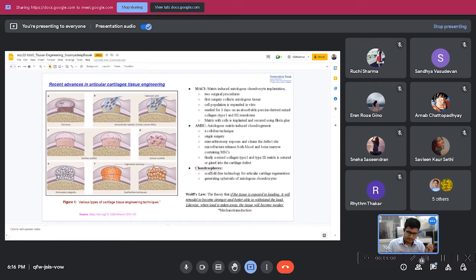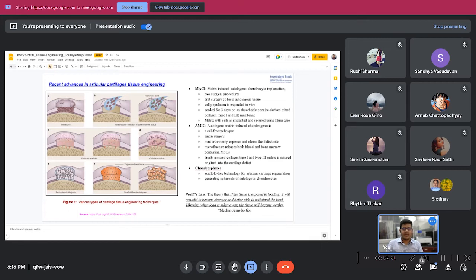So what this technique does is they use these spheroids and implant them into the area of defect. This technology is also used for chondrocytes, that is, cartilage tissue engineering. These are the more recent techniques.